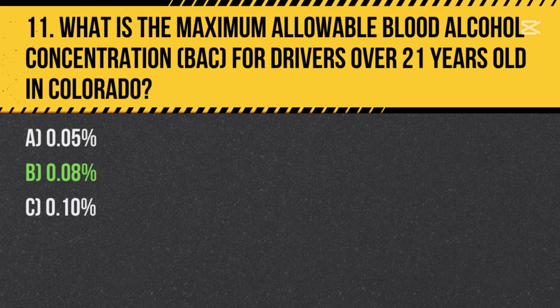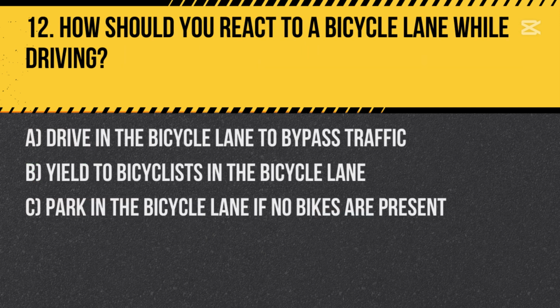Question 12. How should you react to a bicycle lane while driving? A. Drive in the bicycle lane to bypass traffic. B. Yield to bicyclists in the bicycle lane. C. Park in the bicycle lane if no bikes are present.